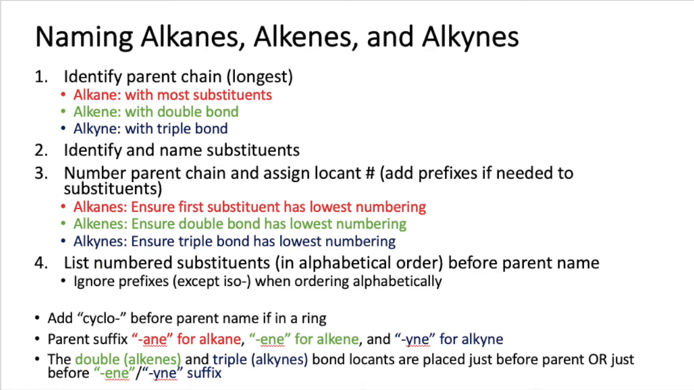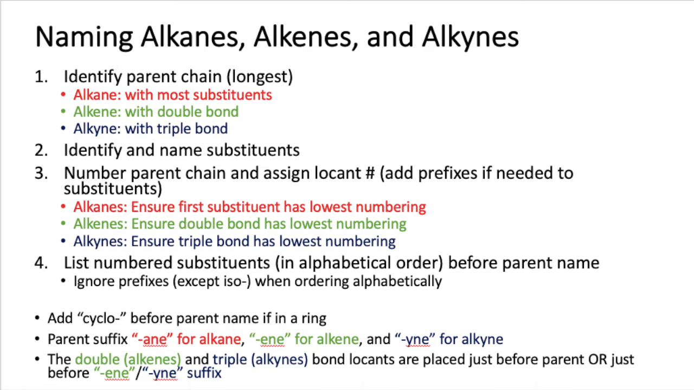Step 3 is numbering the parent chain and assigning the locant numbers. This is so you're able to identify the names of the substituents, because you need those locant numbers when naming the compound overall. For alkanes, you just got to make sure that the first substituent has the lowest numbering. If there is a tie, make sure the second substituent has the lowest numbering possible. If there's a tie again, then you can do it through alphabetical order.